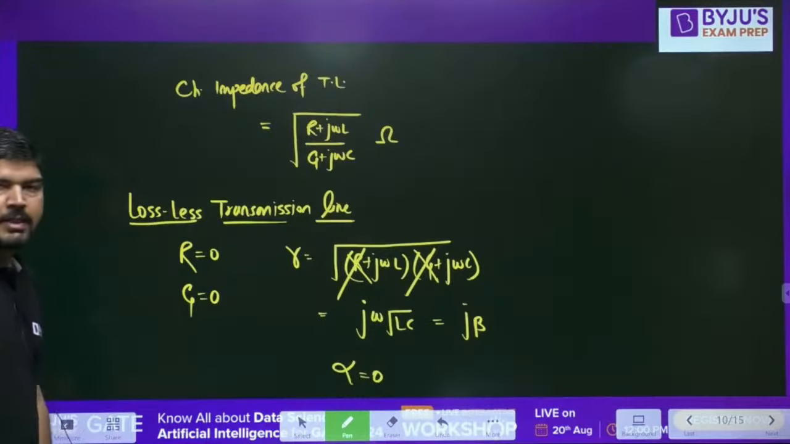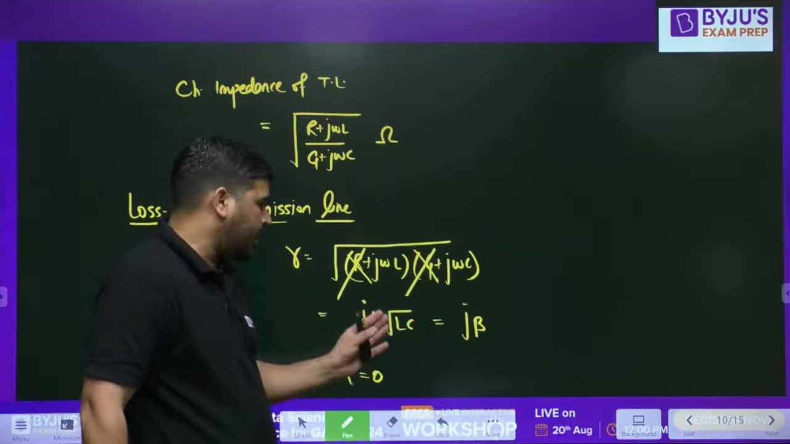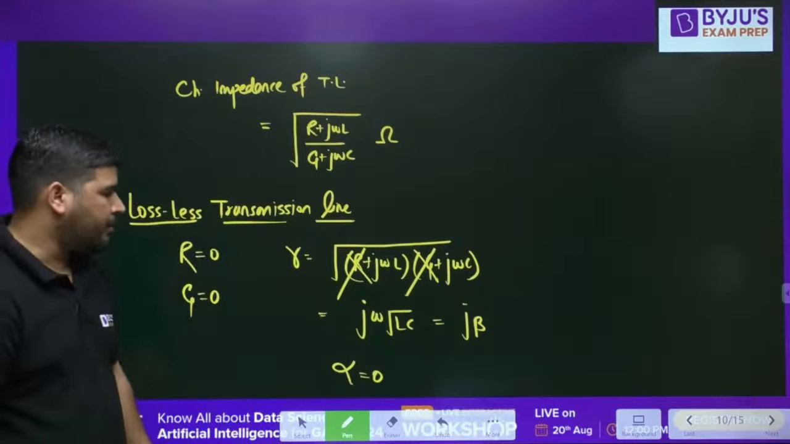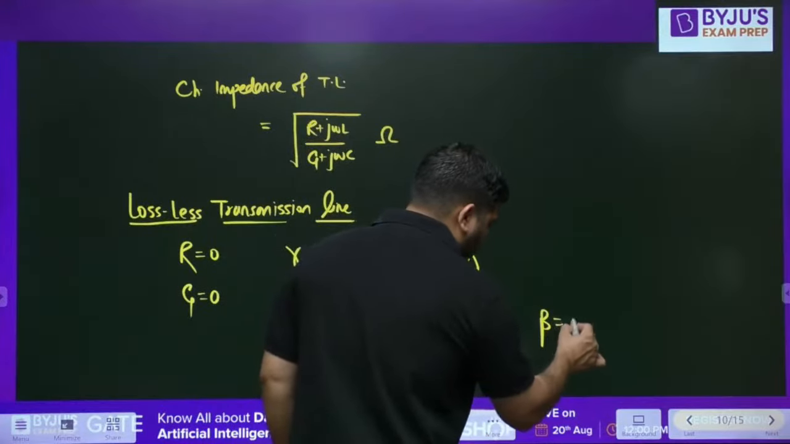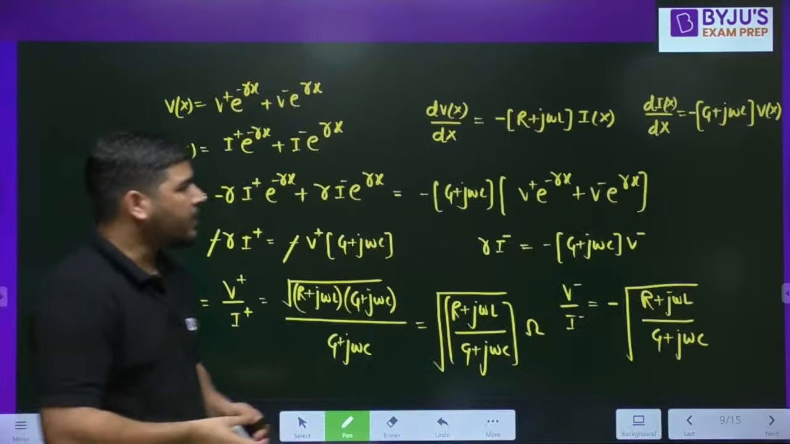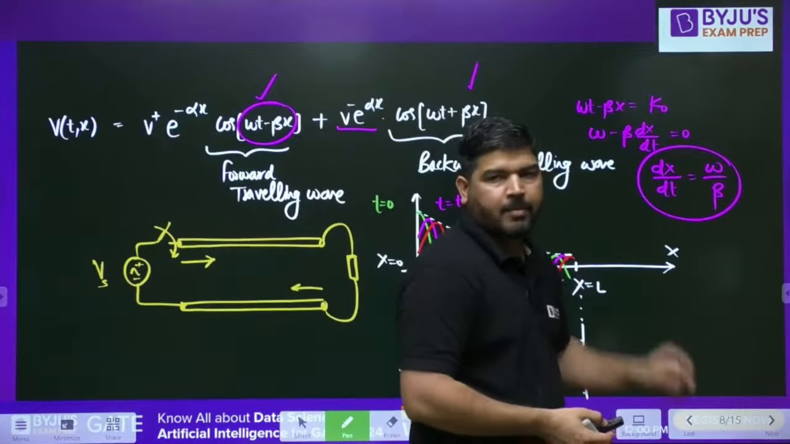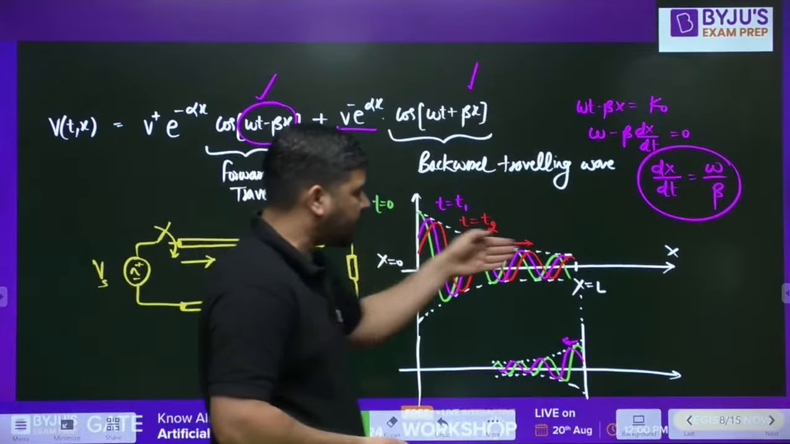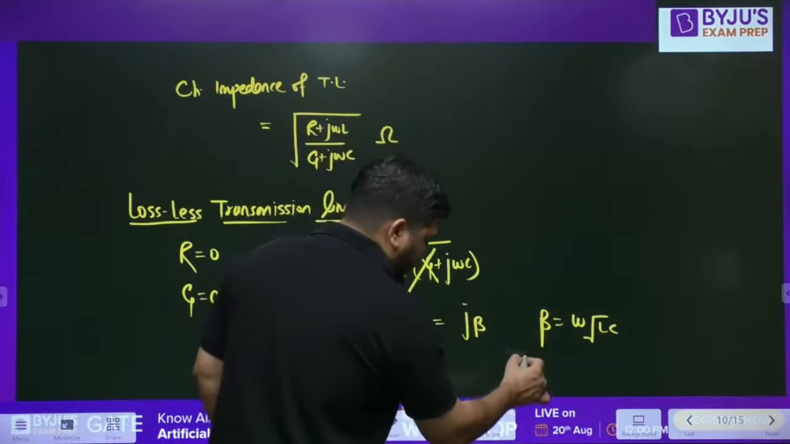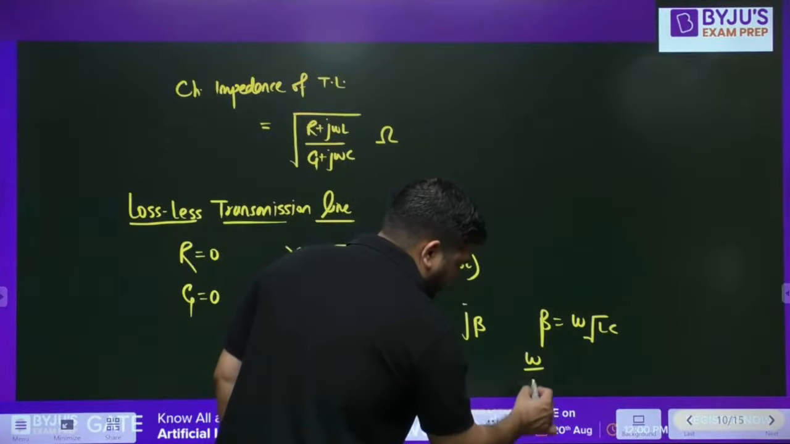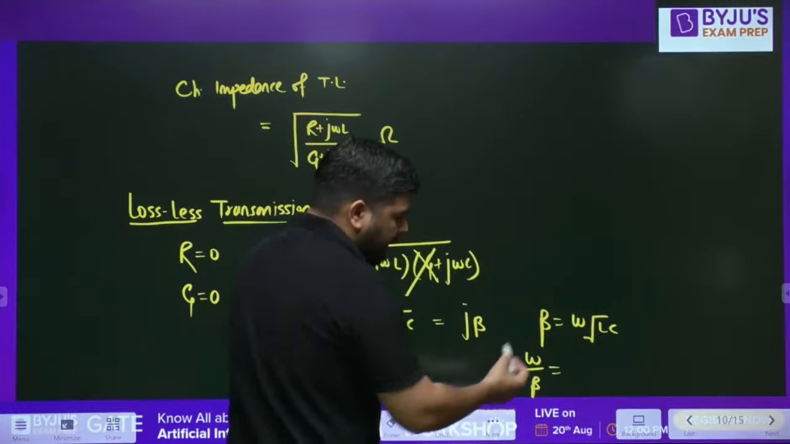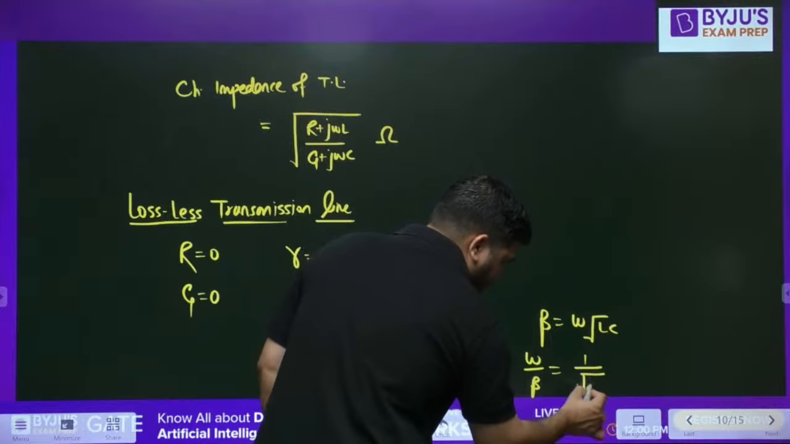If R is 0 and G is 0, if the line contains only L and C components, then there will be no attenuation. Alpha is 0, only beta will be there, and beta, the phase constant, will be equal to omega root LC. Now one interesting thing will happen. We know that the speed of the wave is omega by beta, the speed by which it is traveling on the transmission line. So speed of the wave is omega by beta, and if you calculate, it will be 1 by root LC.